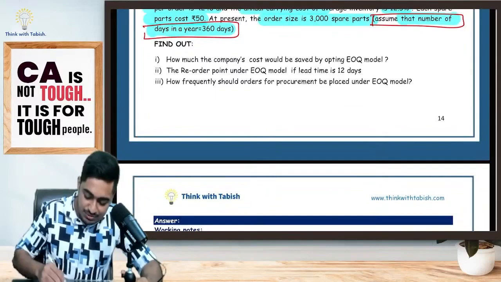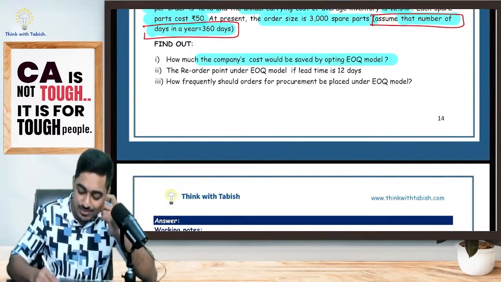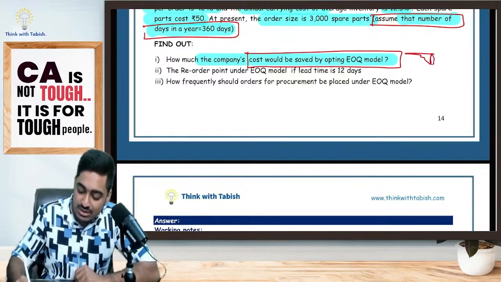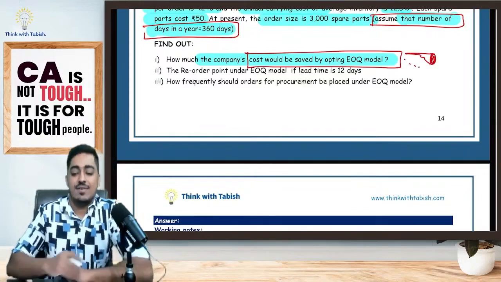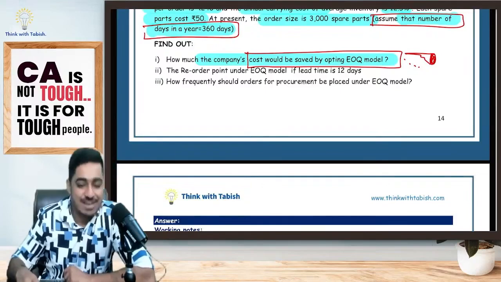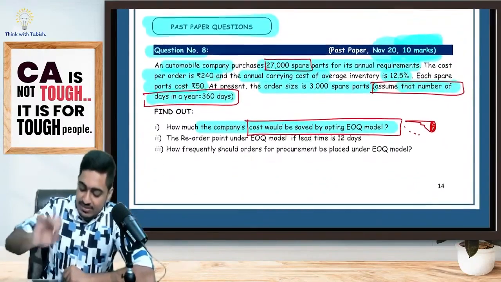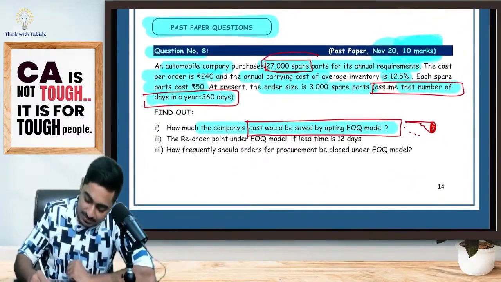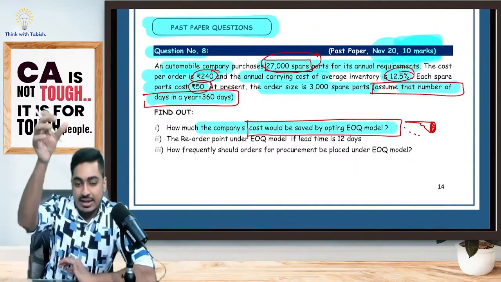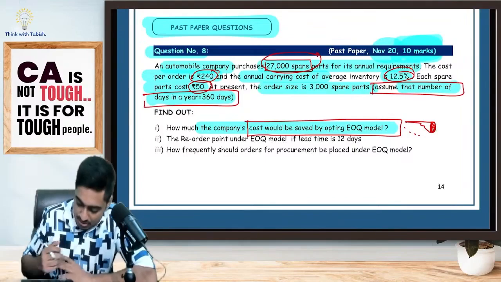Now, based on that, what is the question? How much of the company's cost can be saved by opting for EOQ? Tell me, can you solve this? Is there anything new in this question? Have we not done this? Don't question the question, only answer the question. Firstly, I will calculate EOQ. Annual demand, ordering cost is available. Carrying cost is 12.5% of 50. I'll calculate total cost in EOQ and non-EOQ, I will compare, and I will tell what the cost savings are.